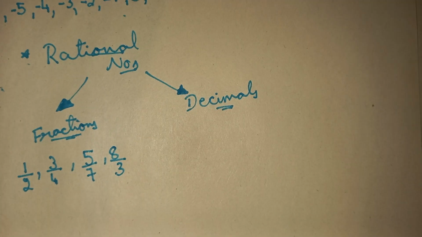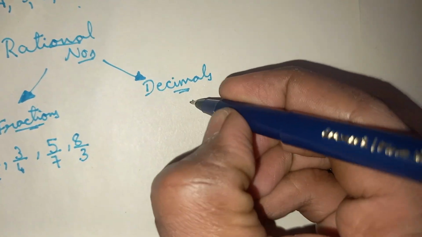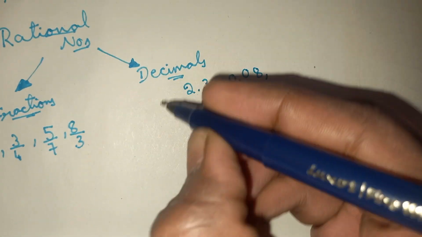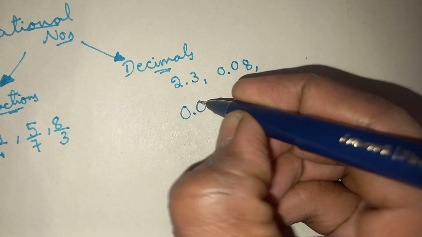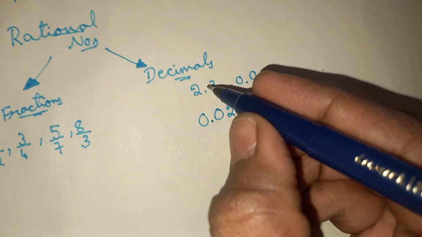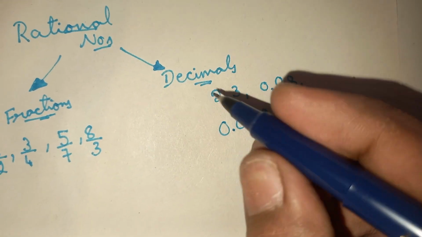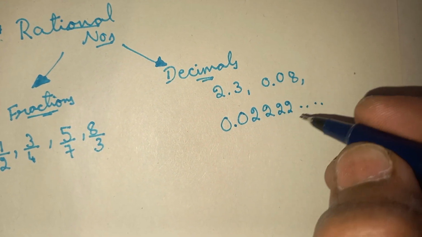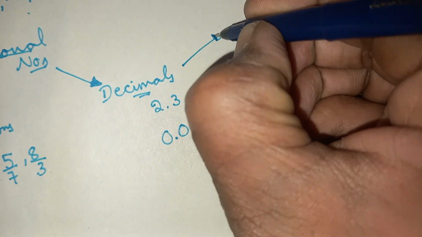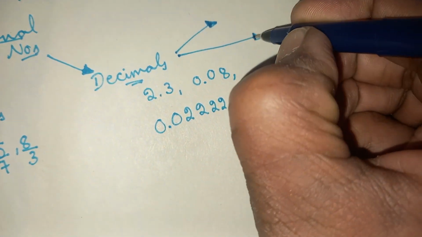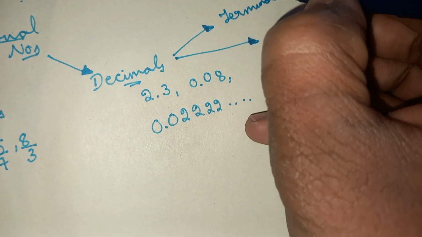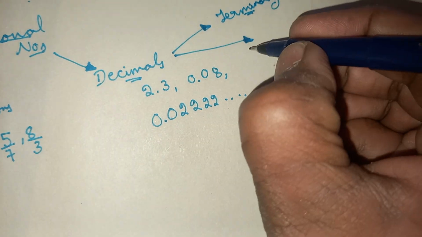And decimals involve numbers like this. There are also two types. For example, 2.3, 0.08, and some are continuing ones, like 0.02222. These numbers are known as decimals. Some are ending decimals, some are recurring decimals, and those are the two types of decimals. One is known as terminating decimal, and one more type which is recurring.